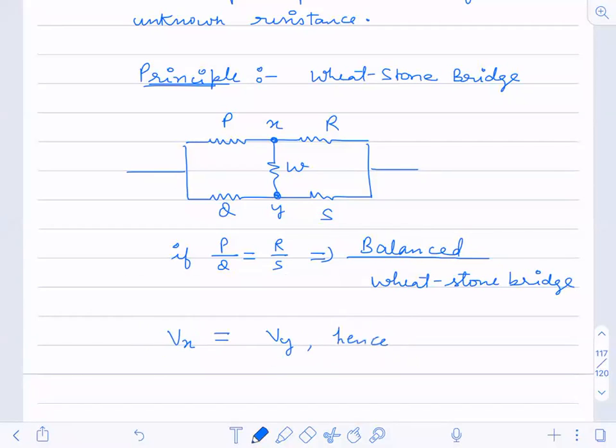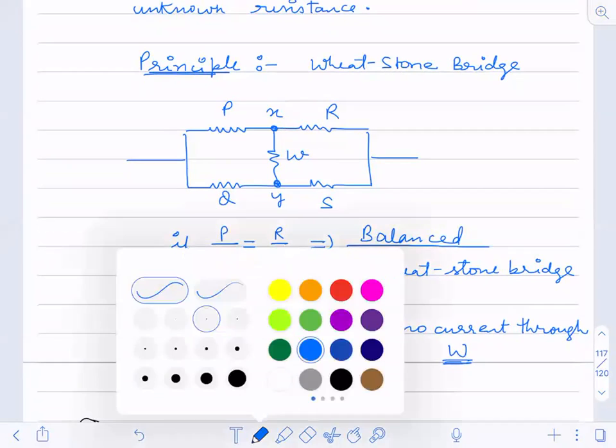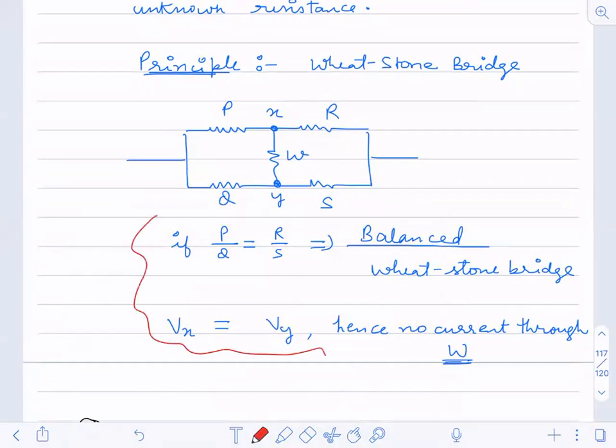Hence no current through W. Okay, so this is the principle. This is important when in the board exam they ask you about the Wheatstone bridge. This principle will be very important. You have to write this thing.